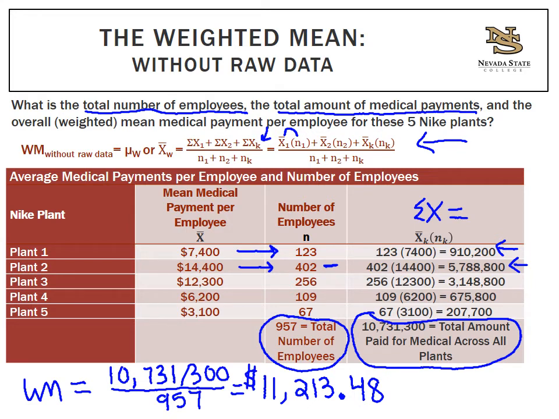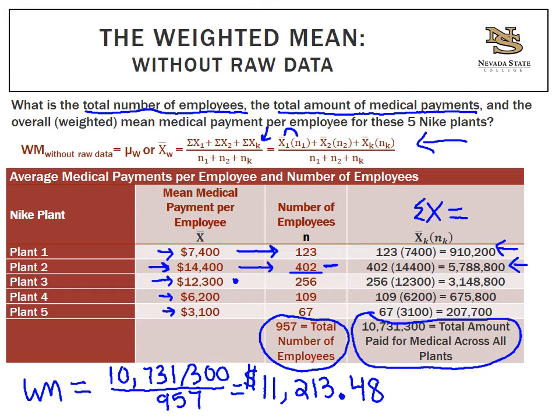Now let's see if that makes sense. And let's take a look. So $11,213.48. Well, that's a lot higher than this one, but it's pretty darn close to this one. It's higher than this one and this one. But if you think about it, those lower numbers are coming from smaller samples. So this really large sample of 402 is going to drive that weighted mean upwards. And then it's kind of resting right here in the middle. So I'm feeling like this is a pretty darn good number.